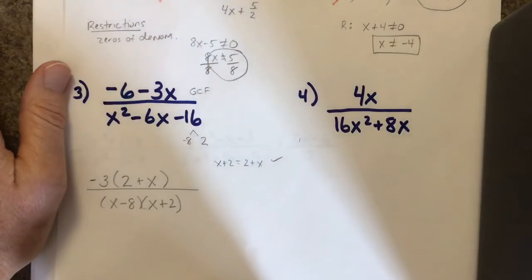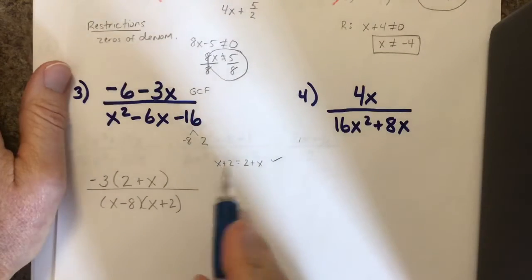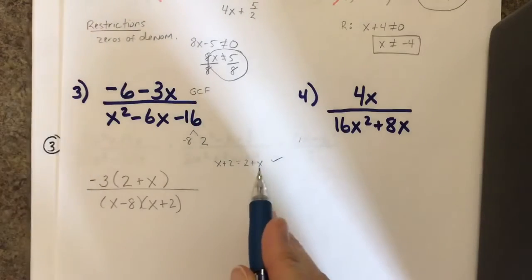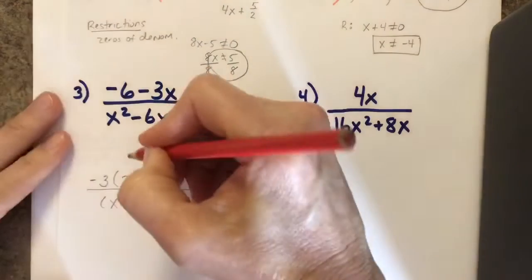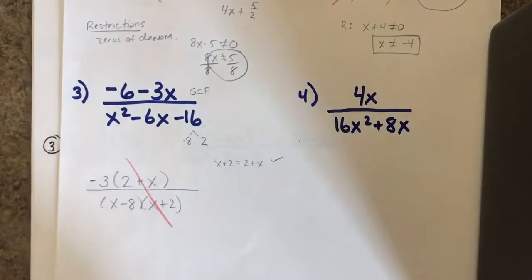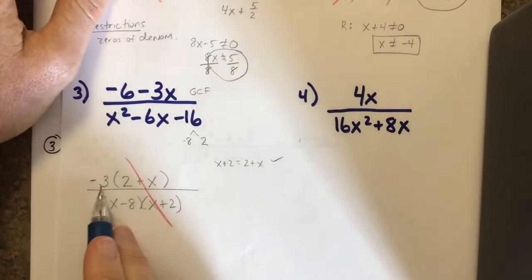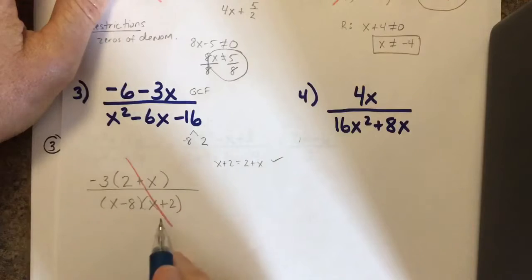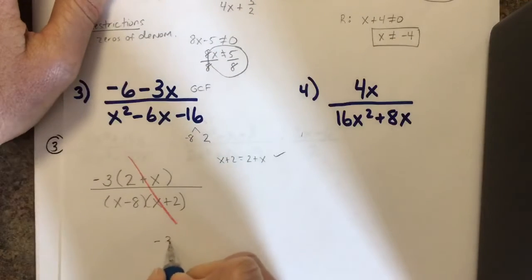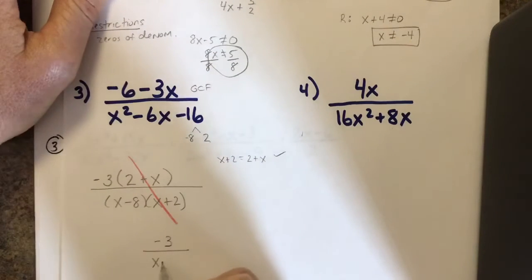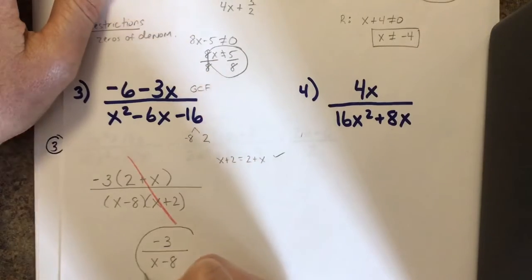Yes, they're the same thing, right? You can switch the order when you add and get the same thing. It's the commutative property. So here, these cancel. Here I want to take out a negative 3, so that I get the same factor on the top and the bottom, so I can simplify.